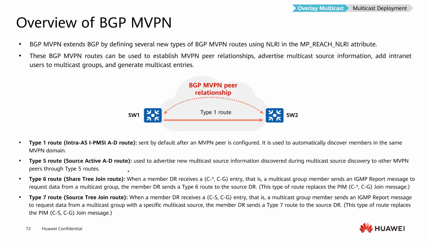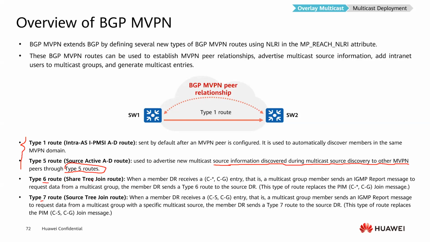And type 5 is used to advertise new multicast source information discovered during multicast source discovery to other MVPN peers through type 4 routes. So you will find that type 1 and type 5 are used to discover other peers and build the tunnel with each other. So what are type 6 and type 7?